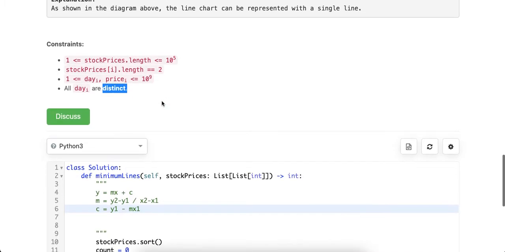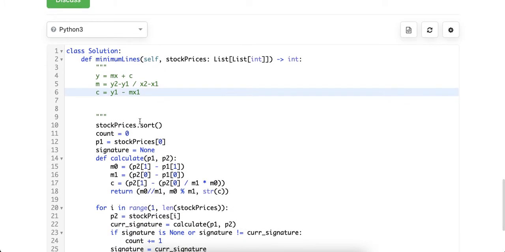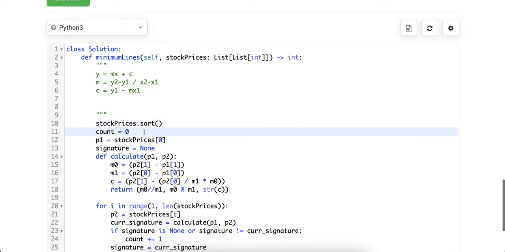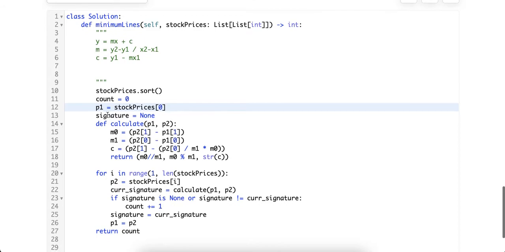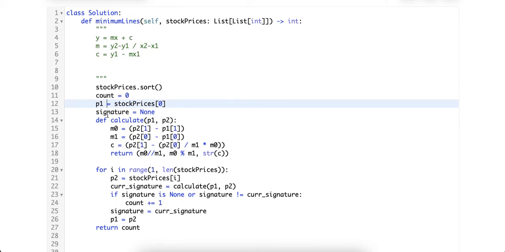But for the code implementation in Python itself, remember, first of all, we will sort our data points so that we can explore from the first day to the last day. After that, we prepare this counter variable, which is going to count up the number of lines, and then we will return it. And then remember about the pointer. We first initialize the initial data point as our P1.